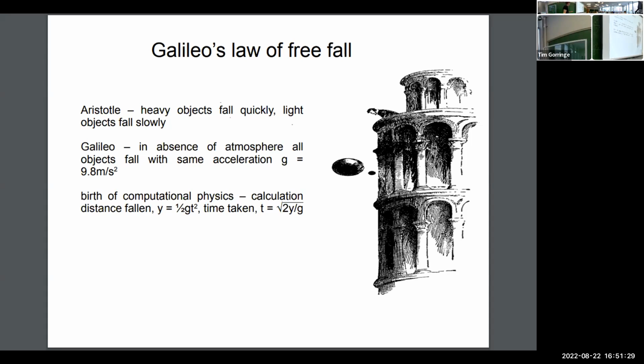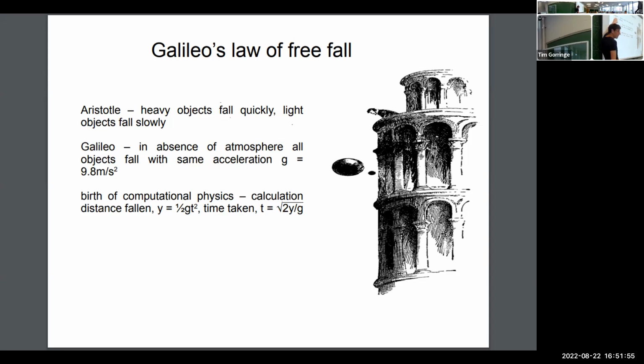Okay, so I wanted to just talk about, we've got one slide on Galileo's free-fall law, and there's another slide on Newton's universal gravity, and then I've got a third slide on Einstein's general theory of relativity.